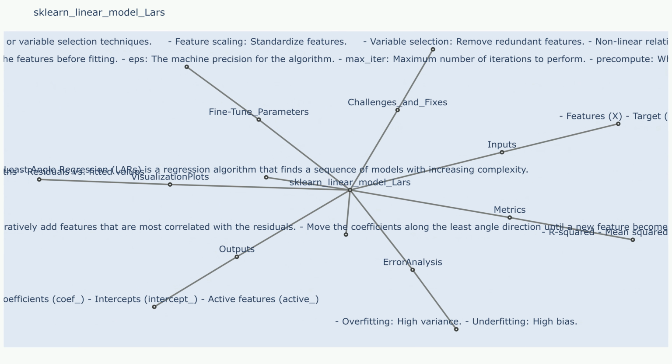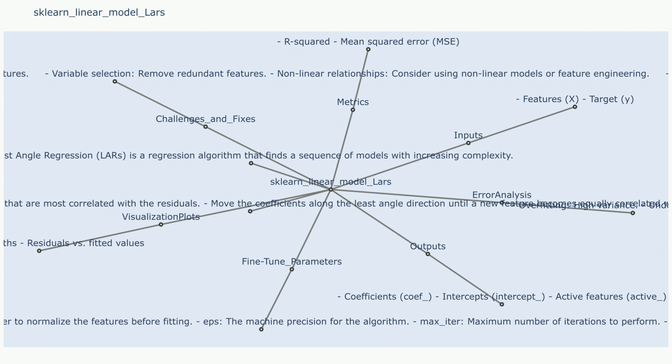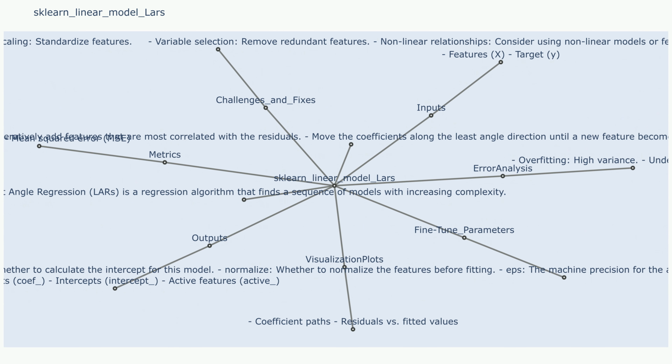Residual update. The residual vector is updated based on the new coefficient value. Repeat. Steps 2 to 4 are repeated until either all features have been included in the model or a stopping criterion has been met. Metrics. R squared. This metric measures the proportion of variance in the target variable that is explained by the model. Mean squared error, MSE. This metric measures the average squared difference between the predicted and actual values.